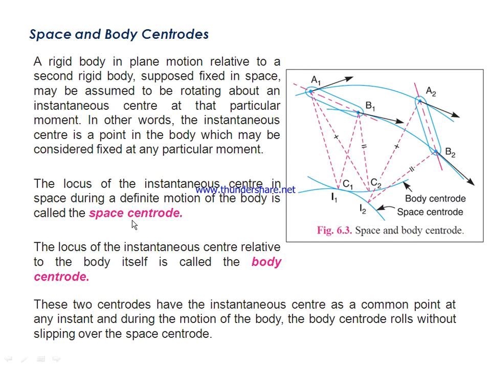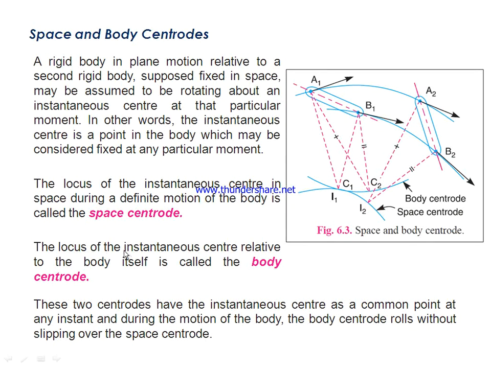Now coming to the meaning of the space centroid, the space centroid is nothing but the locus of the instantaneous center in space during a definite motion of the body. So here, for this particular position of the link A1, B1, this is the instantaneous center. Now for the position A2, B2, this is the second instantaneous center. Maybe for another position of the link A3, B3, we may have one more instantaneous center here. Now if we join all these instantaneous centers, that locus is nothing but the space centroid.